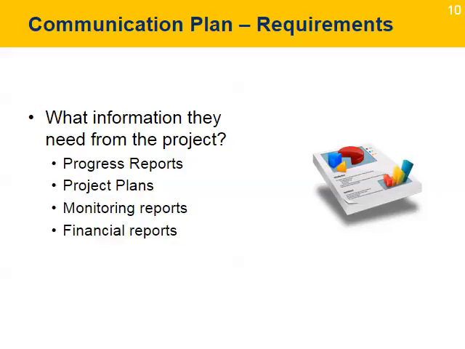The next step is to identify all the information that the stakeholders require from the project. For example, progress reports might be needed by the steering committee. Other types of information include project plans to coordinate activities with partners working with the project, monitoring reports, and financial reports required by donors.